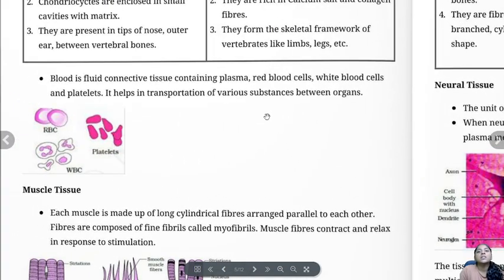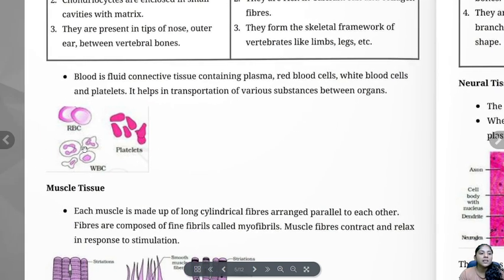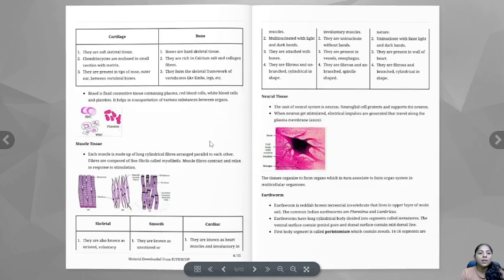Then the third specialized tissue that we have is blood. Blood is a fluid connective tissue containing plasma, red blood cells, white blood cells and platelets. As we can see here, we have red blood cells, white blood cells and the platelets. It helps in the transportation of various substances between the organs. So as we know, blood helps us to transport various substances between the organs.